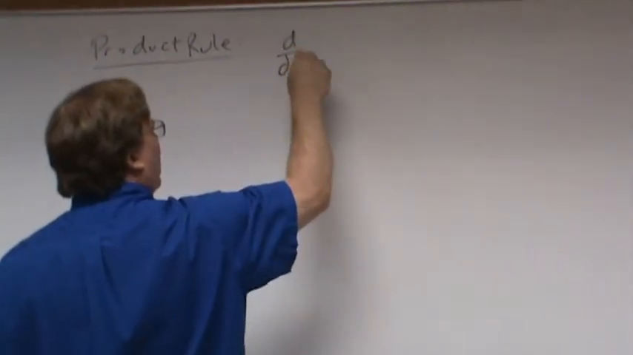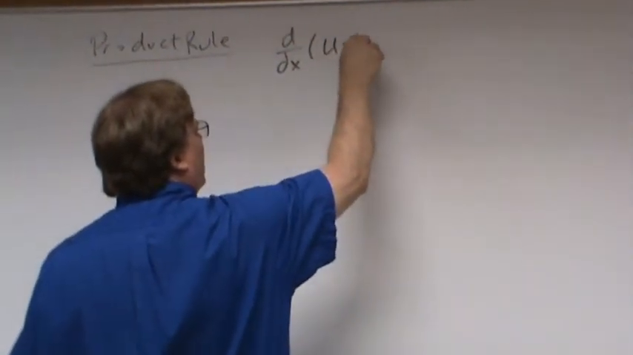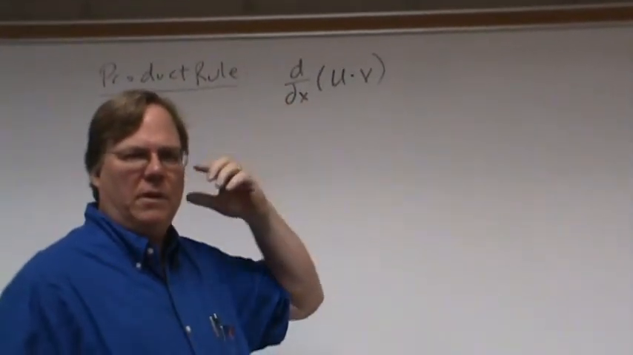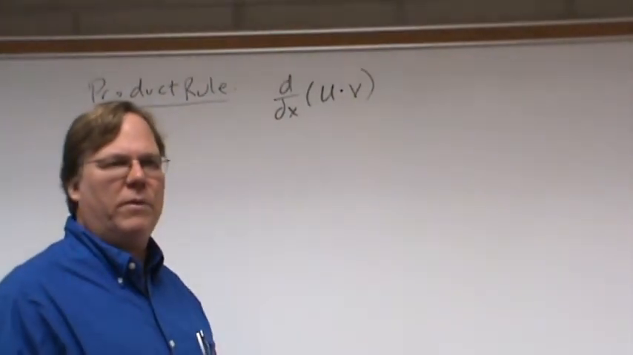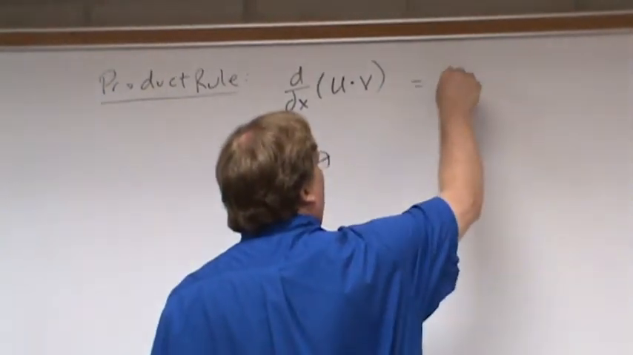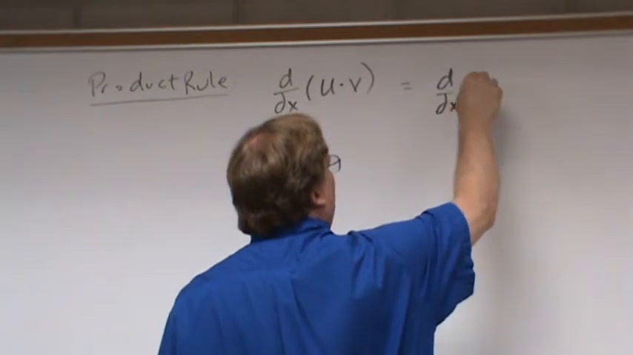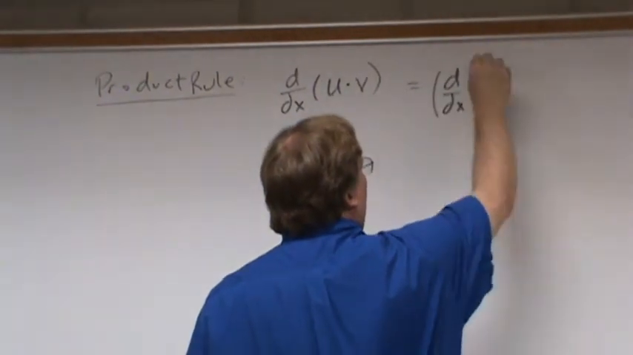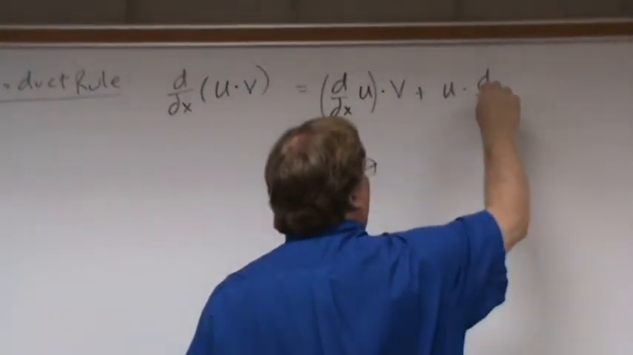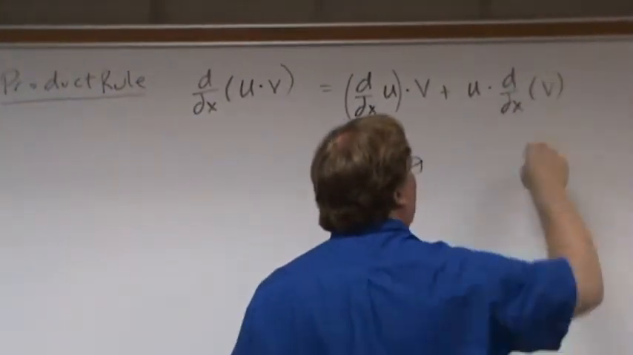The derivative with respect to x of u times v. Remember, u is just some function of x, and v is a function of x. You would think that it would be u prime times v prime. You'd think that it'd be the derivative of u times the derivative of v, but no, it's not that at all. It ends up being the derivative of the first guy times the second guy plus the first guy times the derivative of the second guy.